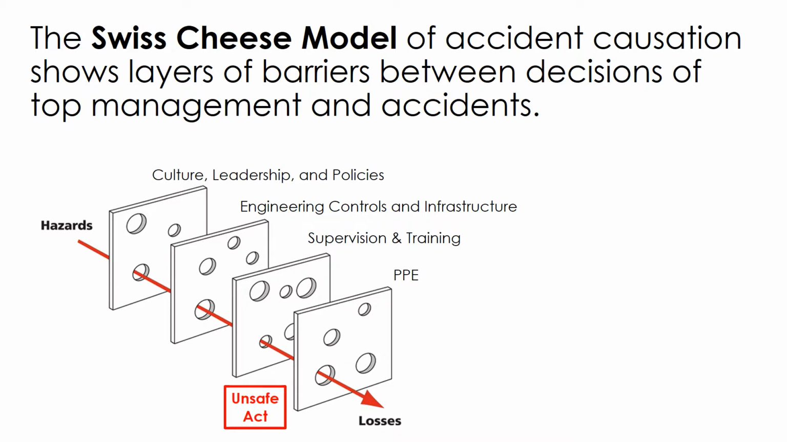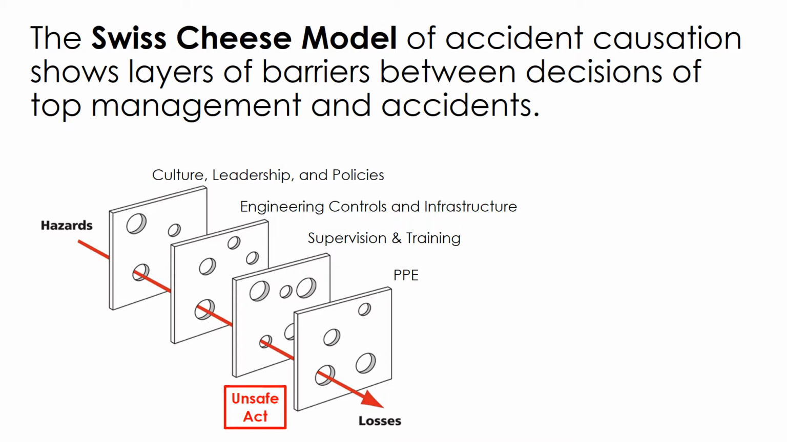At Texas Tech, Preston Brown was injured in a laboratory explosion. How did he arrive at this unsafe act? Let's start with the first slice of cheese, the culture, leadership, and policies. His project was funded by the Department of Homeland Security, which failed to stipulate safety standards in the grant program.